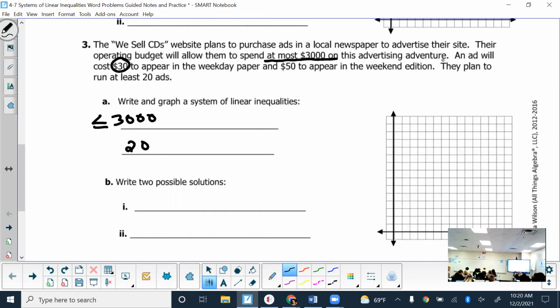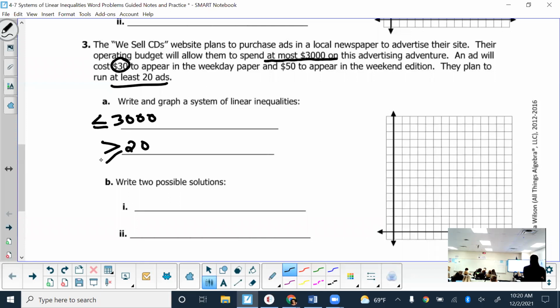And then we want to run at least 20 ads. So could I run greater than 20 ads? Yes, if it's at least 20. I can't have less than 20. Can I have exactly 20? So then put that little line underneath. That makes sense? Any questions? Even just being able to do this part can eliminate some of the answer options on your test. So look at the symbols and then narrow it down from there.